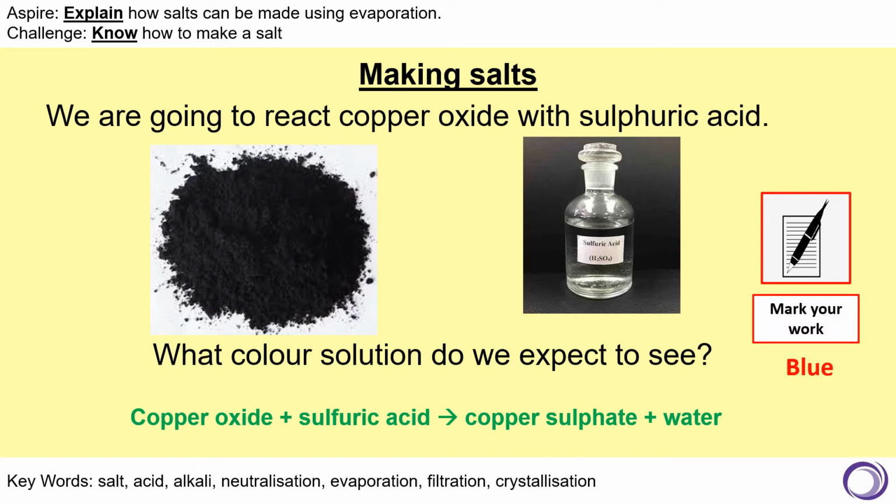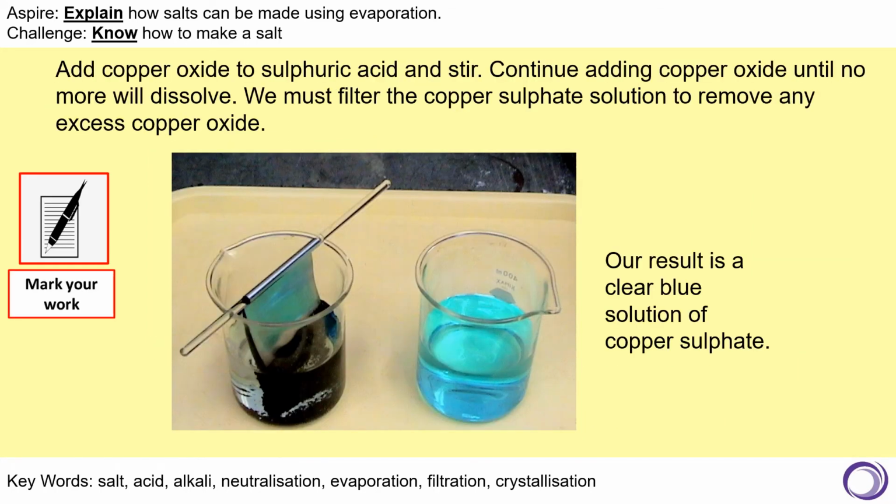So hopefully you've all written down that the colour of copper sulfate solution is blue. I'm now going to go through with you how to make a salt. Hopefully you've got some of these ideas written down.